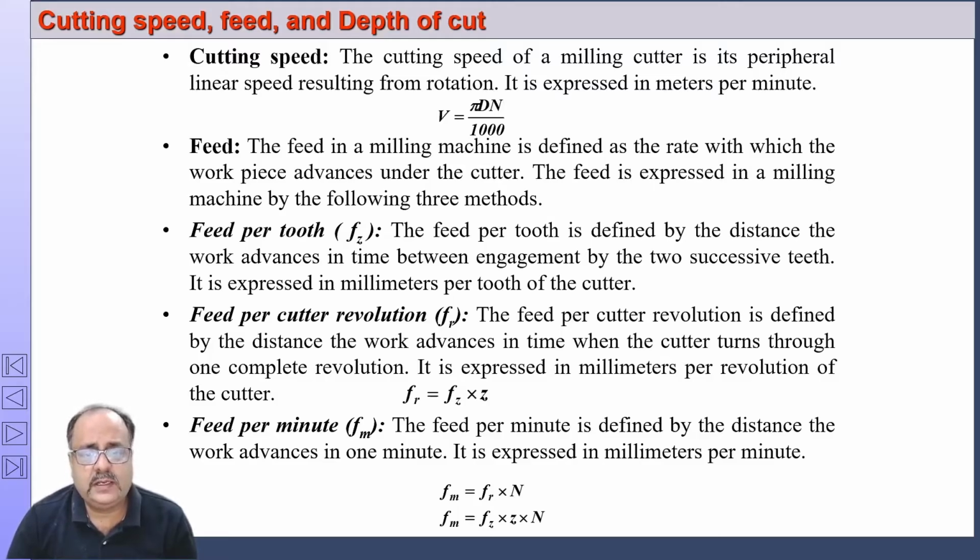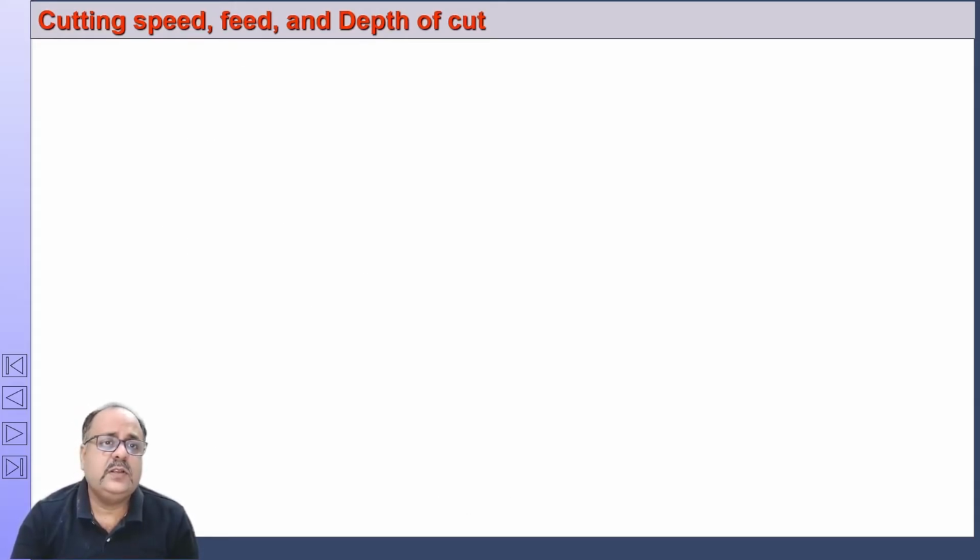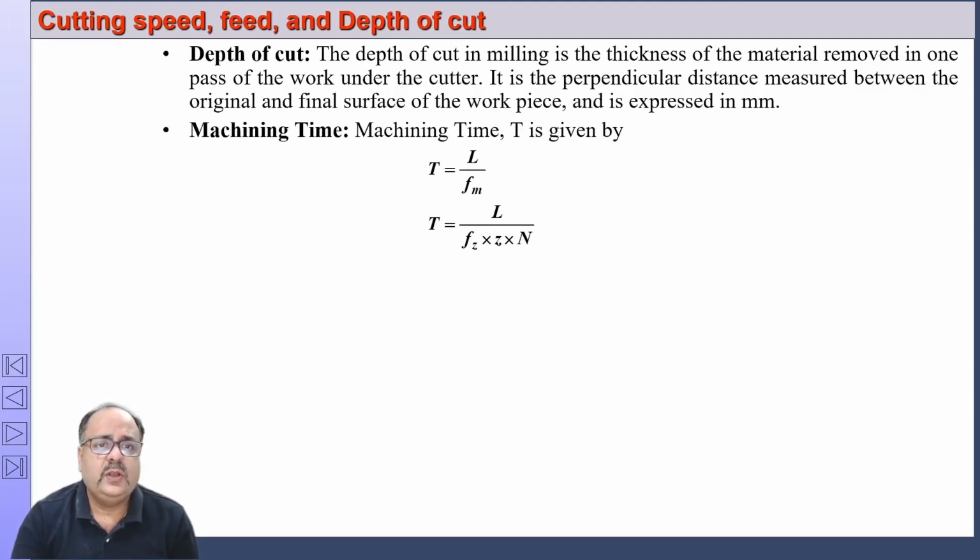And feed per minute, that means if you want to find out the feed velocity, it will be fz into z into n, where n is the rpm. Depth of cut is obviously the depth up to which you are cutting. And the machining time will be the time taken for machining, which is L divided by the velocity in the feed direction, that is fz into z into n, where L is the length of machining.